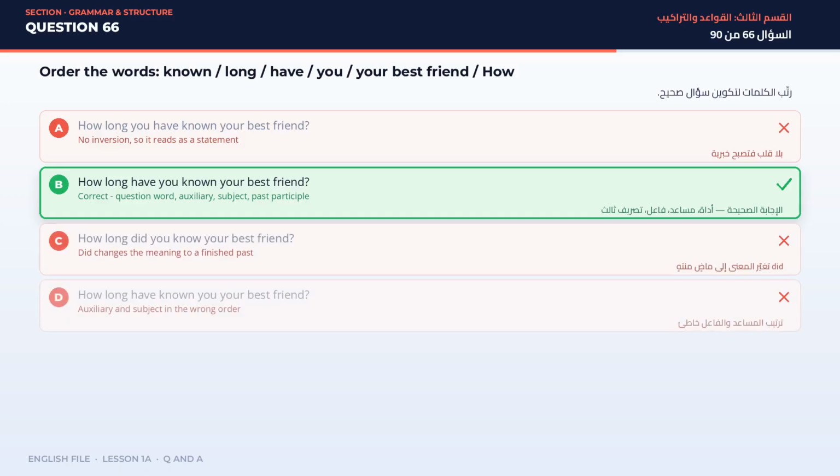How long have you known your best friend? Question word, auxiliary, subject, past participle. Not A, no inversion, so it reads as a statement. C, did changes the meaning to a finished past. D, auxiliary and subject in the wrong order.